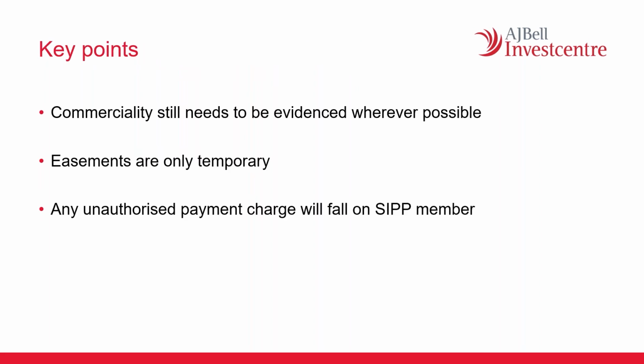So this is my final slide. So really key points then. First of all, commerciality, we still need evidence whenever possible, and wherever it's possible, that is always the preferable option. So there are easements at the moment in terms of rent holidays and SAS loan backs, but when we come out of those easements and we're talking about repayment terms, because these easements are only temporary, then we will need evidence of commerciality in the future.